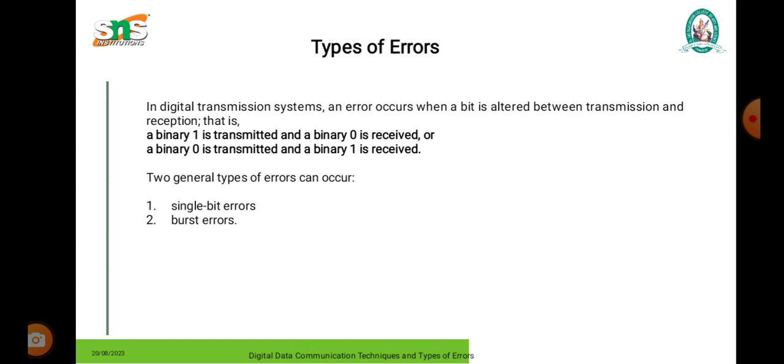And next one is types of error. In digital transmission systems, an error occurs when a bit is altered between transmission and reception. That is, a binary 1 is transmitted and a binary 0 is received, or a binary 0 is transmitted and a binary 1 is received. And this error is classified into two types: single bit errors and burst errors.